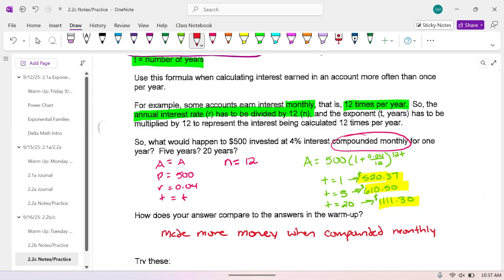Now, that can be a good thing, but it can also be a bad thing. Where can it be a bad thing? Well, how many of y'all have a credit card? How many of y'all have to pay off your credit card?